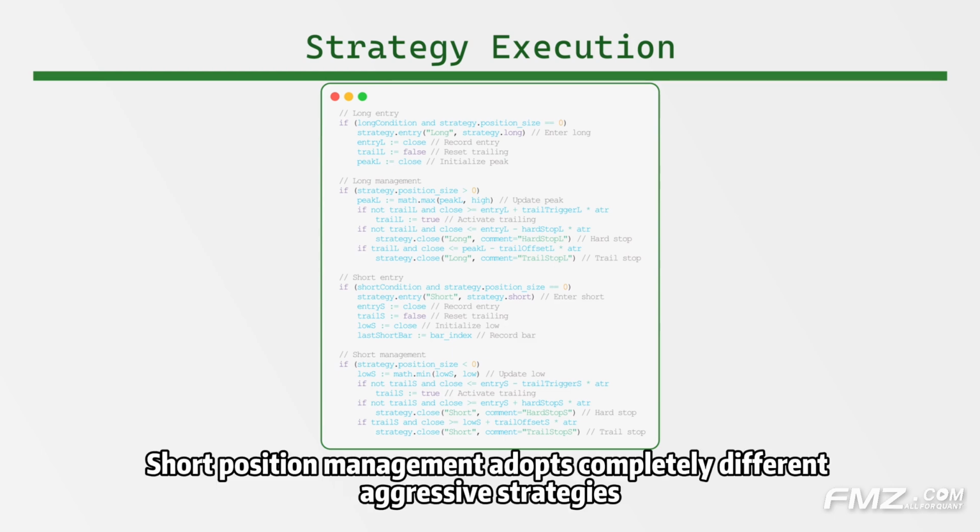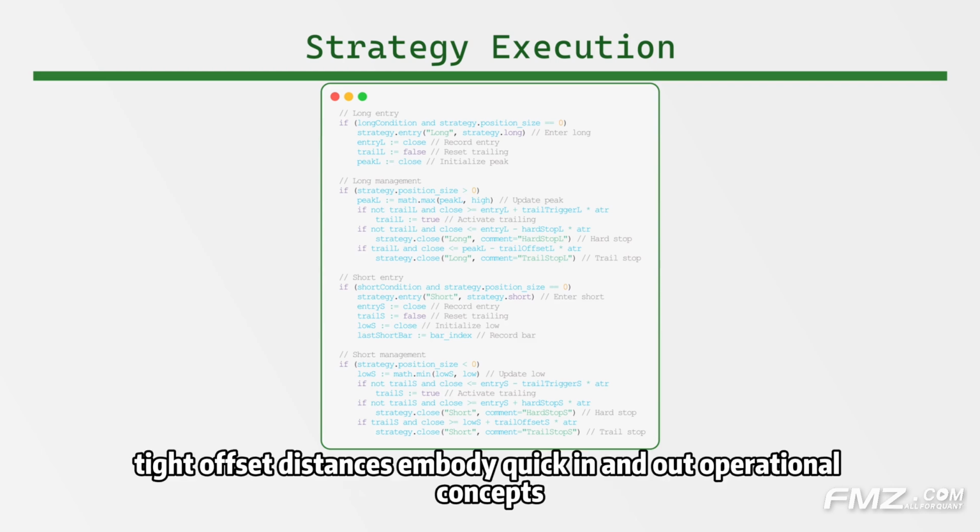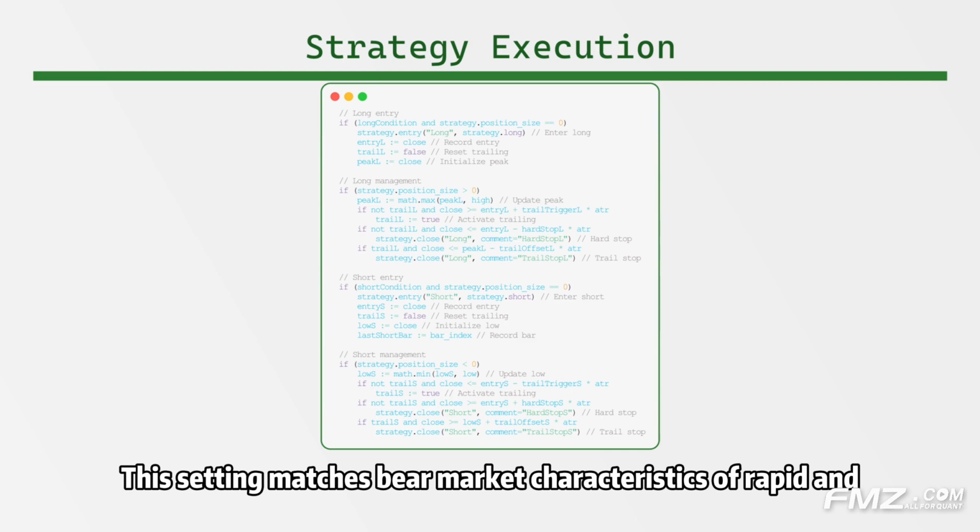Short position management adopts completely different aggressive strategies. Smaller ATR multiple trigger distances and tight offset distances embody quick in and out operational concepts. This setting matches bear market characteristics of rapid and dramatic declines.